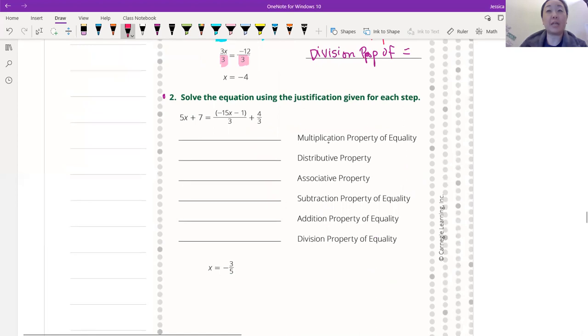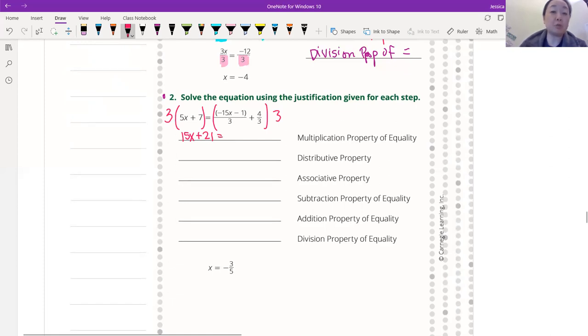If you notice right here, they're saying that this result is going to be the result of multiplication property of equality. So I notice we have fractions. So I'm going to multiply both sides by that fraction, or the denominator. I'm going to multiply both sides by 3. So 3 times 5x is 15x. 3 times 7 is going to be 21. So plus 21. That plus is from there above, equals.